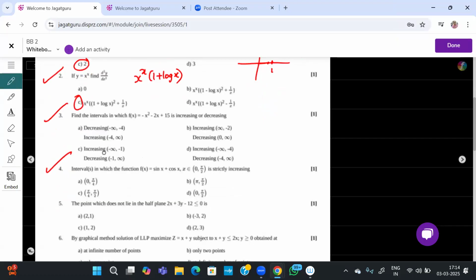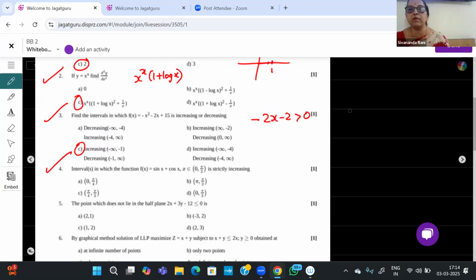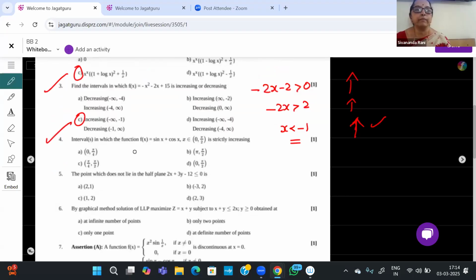Third one also C, ma'am. Very excellent. Minus 2x minus 2 must be greater than 0 for increasing. Or minus 2x must be greater than 2 for increasing. Or x must be less than minus 1 for increasing. We are reversing the inequality, but increasing will still remain the same, right? So for x less than minus 1, it's increasing. So this is the only choice.